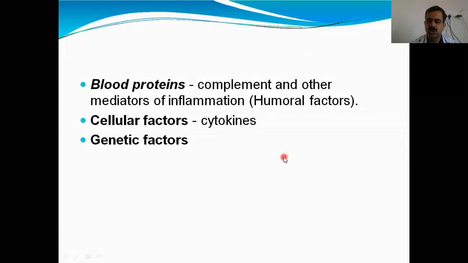Blood proteins: complement and other mediators of inflammation, and humoral factors are present in the blood proteins. Whenever an antigen comes directly into the blood, these start activating and activate the immunological system. Cellular factors like cytokines and certain genetic factors are also there, by which one can get easy protection.